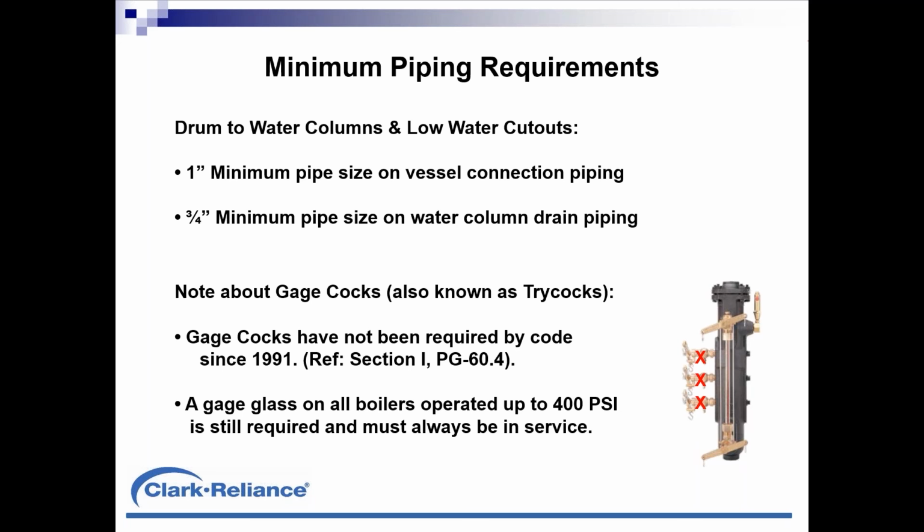I'd also like to note gauge cocks. The boiler code refers to gauge cocks, also known as tricocks, which are these 3 valves on the side of a water column. For many years, they were used as a standard in addition to a gauge glass. If we go back in time prior to 1991, the ASME boiler code required low pressure boilers to have either 2 gauge glasses or 1 glass and these 3 tricocks.